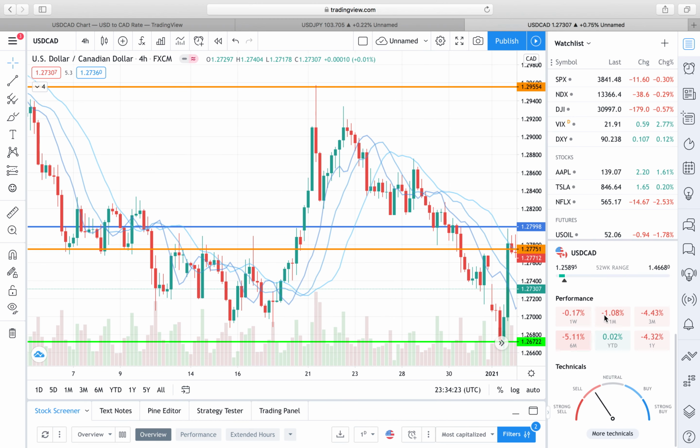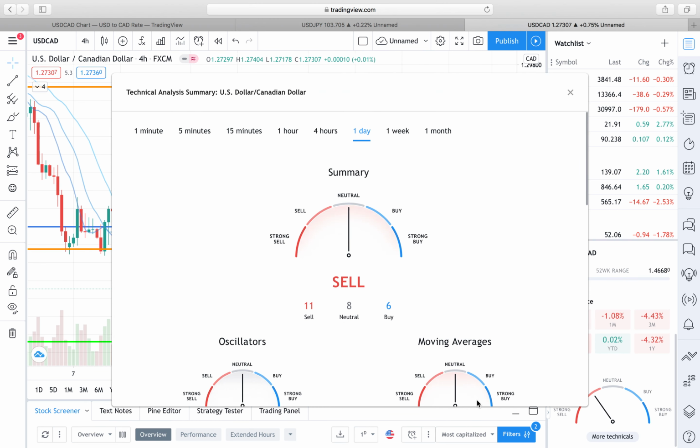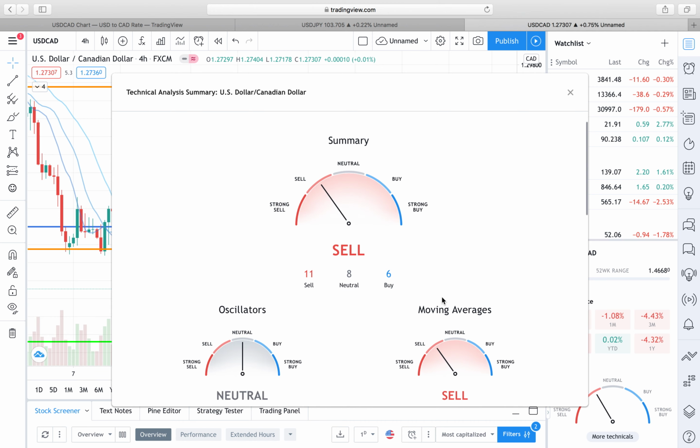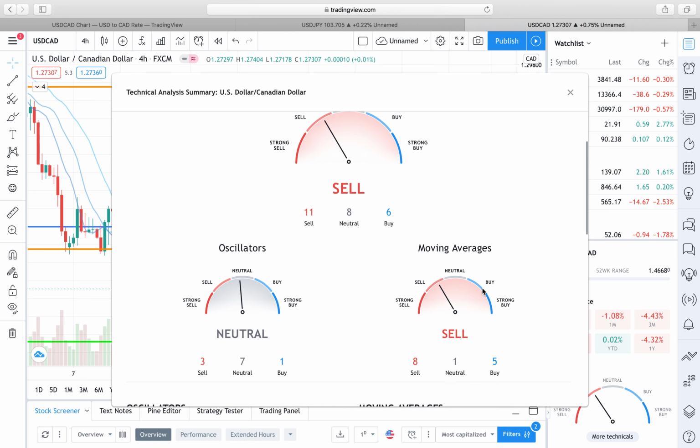So this is the USD CAD, the United States dollar and Canadian dollar. So 11 are saying to sell it right now, and then 6 are saying to buy it, but 8 just remain neutral. And see, it's on the sell right here too for the way it's moving right now. And then for the oscillators, 9 or 7, I'm sorry, are keeping it neutral at the moment.